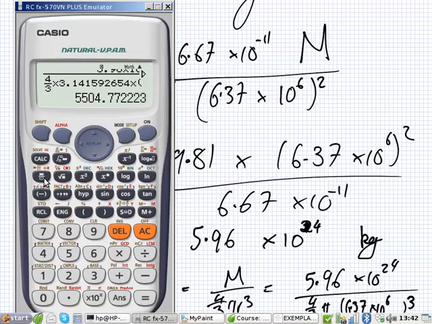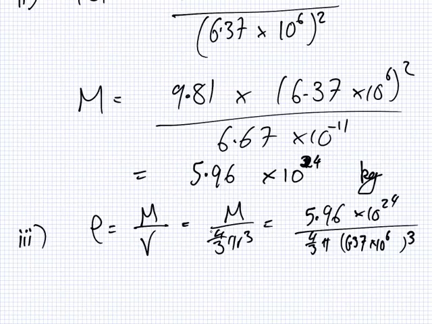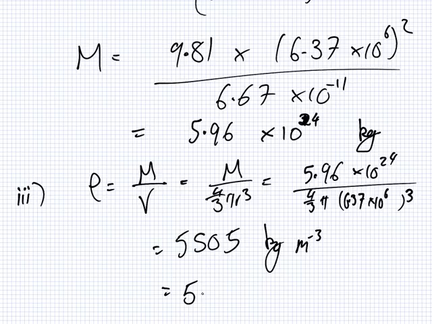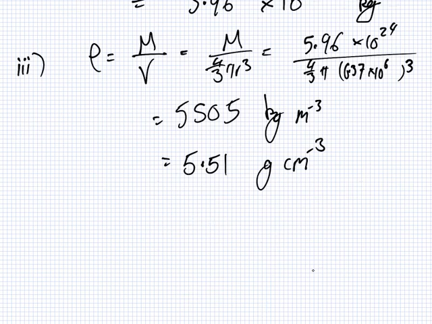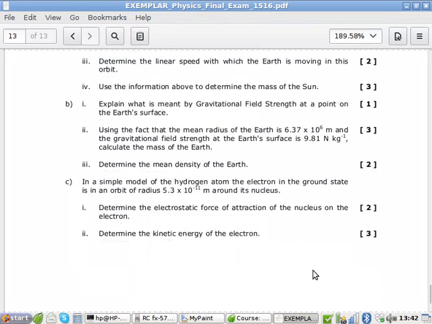That's grams per centimeter cubed. So yeah, it's about 5,505 kilograms per meter cubed, or as you have it, 5.51 grams per centimeter cubed. Good. Okay, so far. The last part is, we'll finish on this.